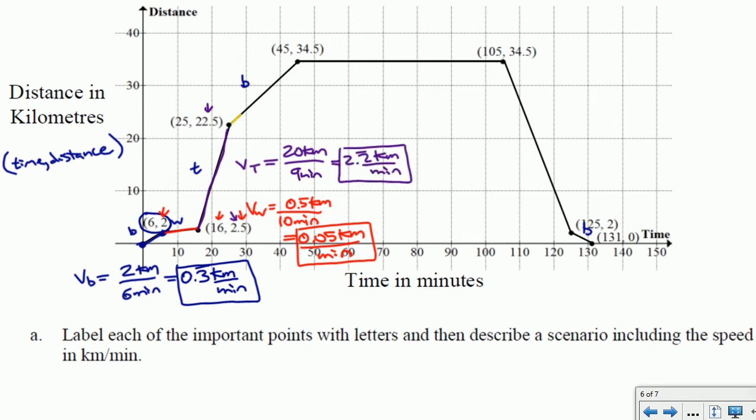And now for his time on the bus, he gets on the bus at 25 minutes and gets off the bus at 45 minutes.